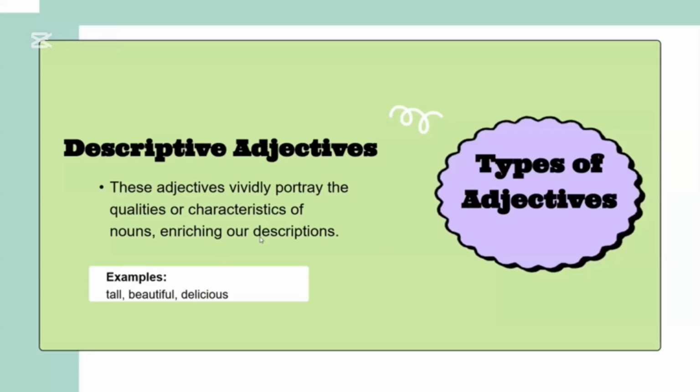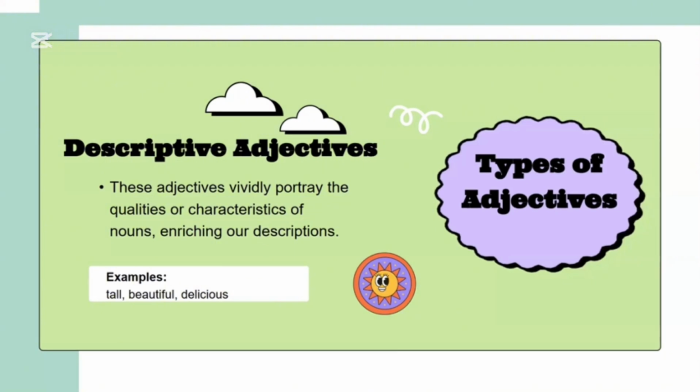All right. So again, descriptive adjectives vividly, clearly show the qualities or characteristics of nouns. I gave you some examples here: tall, beautiful. We used beautiful earlier: she has a beautiful garden. These are descriptive adjectives.